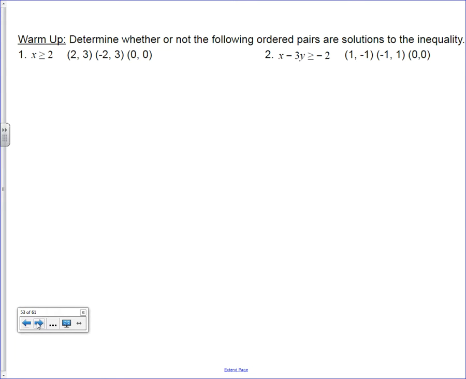Plug it in, right? Okay, so everybody agrees this is the X, this is the Y, yes? Look at your inequality. Is there even a Y in there? No, so am I going to be plugging in a Y? No, so here we go. I have 2 is greater than or equal to 2. Is that true or false? True. So that one's a good solution.